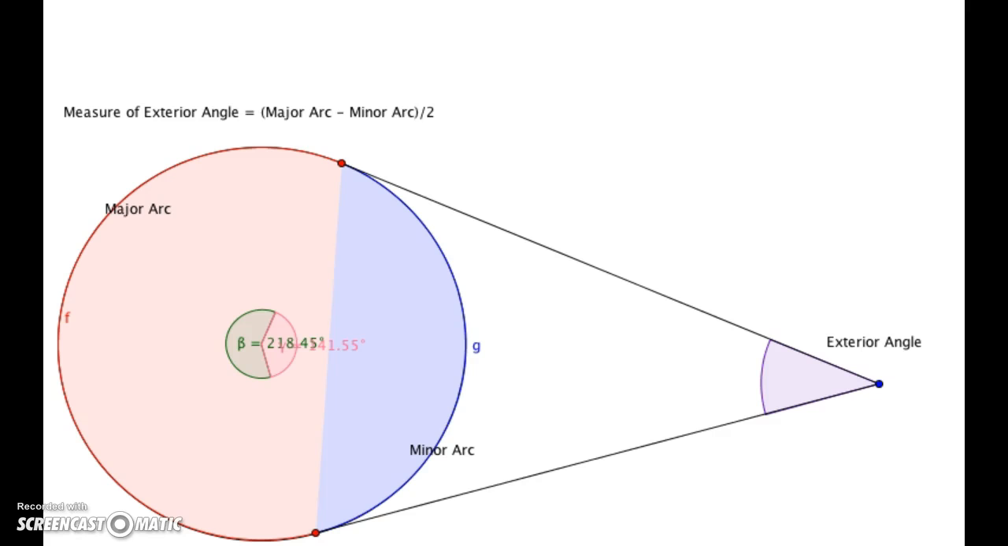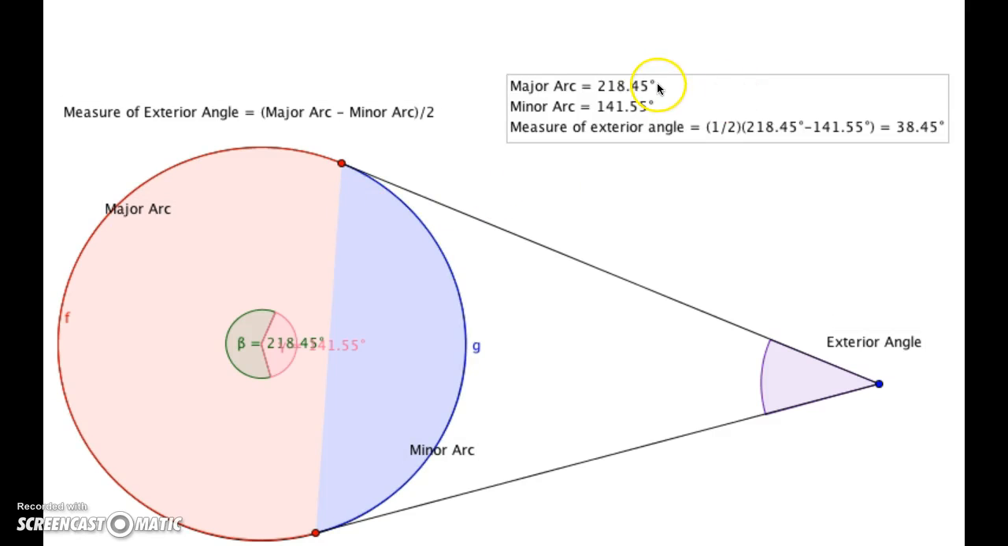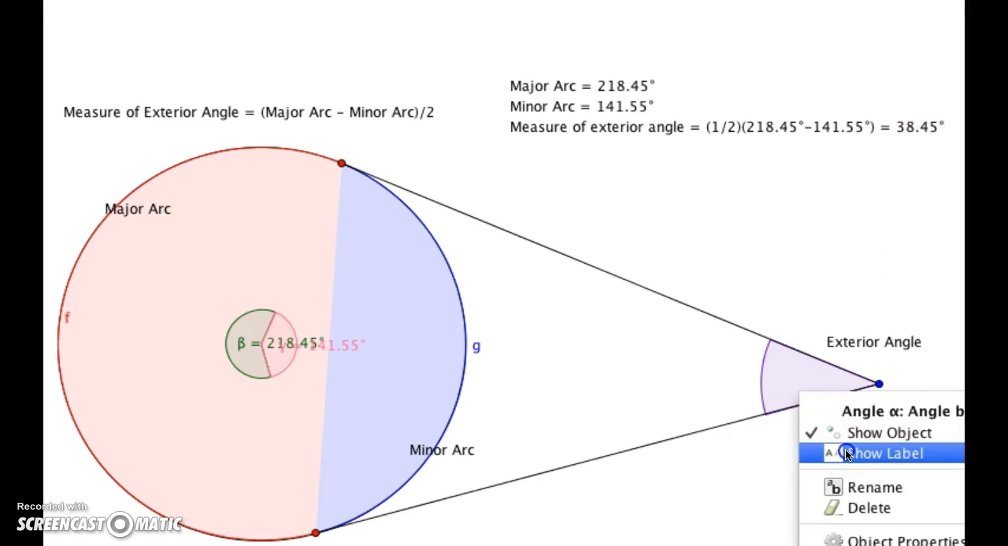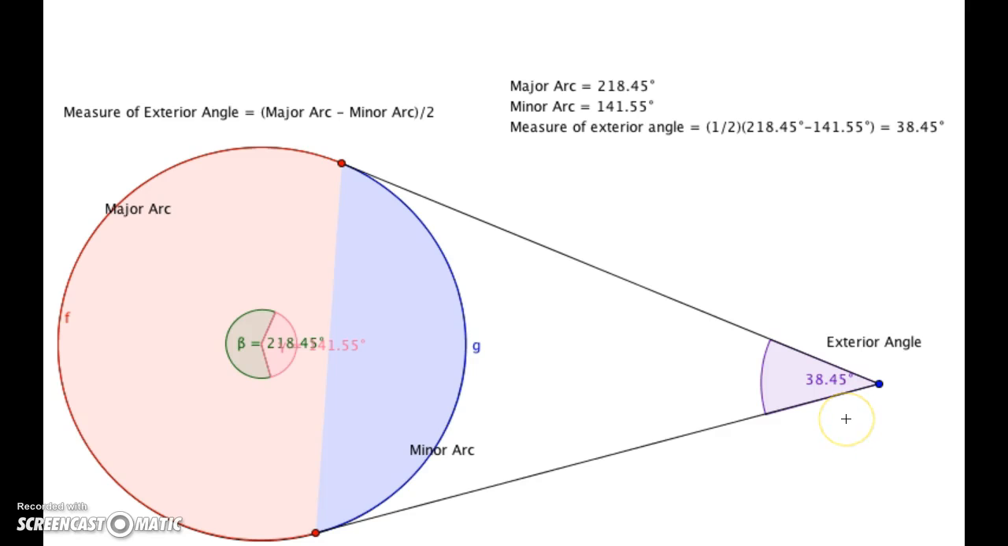So we have 218.45 minus 141.55. When we subtract those and then divide by 2 or multiply by 1/2, it's the same thing, we get 38.45. If we come over here to our exterior angle and show the degree measure, it is in fact 38.45.